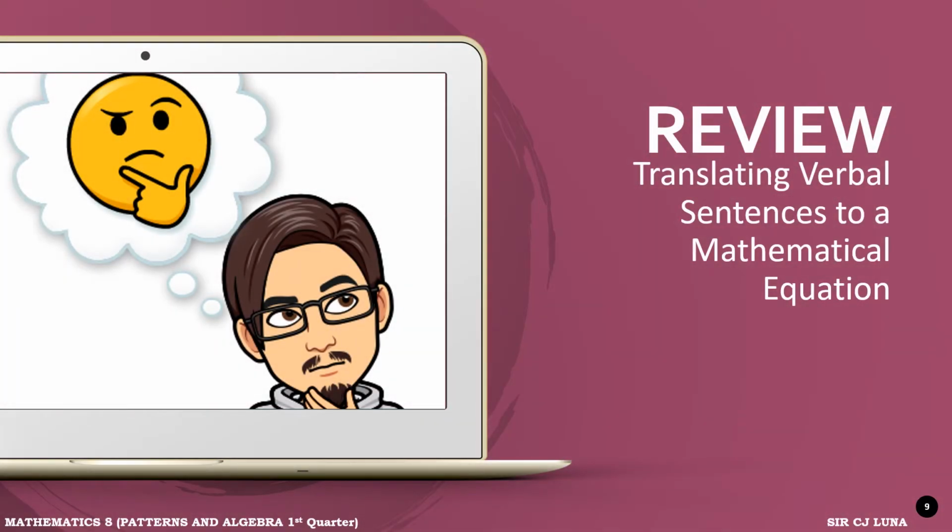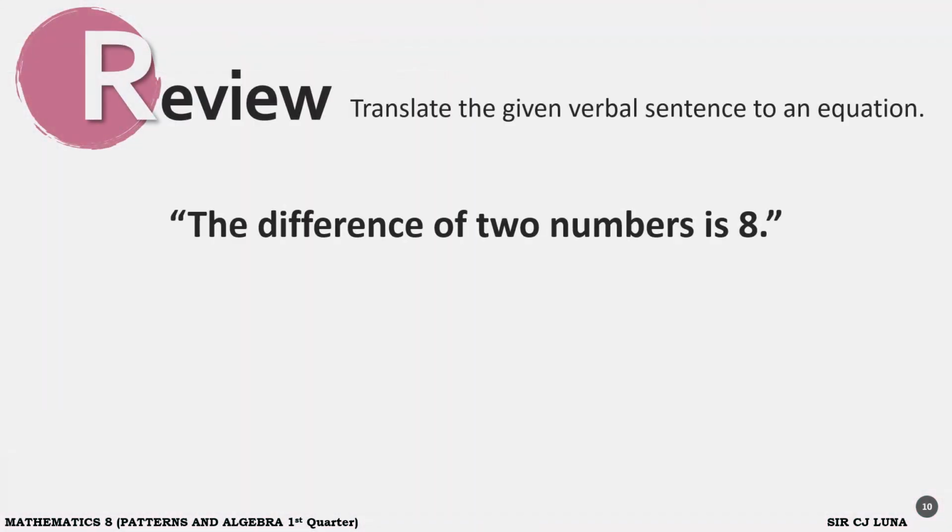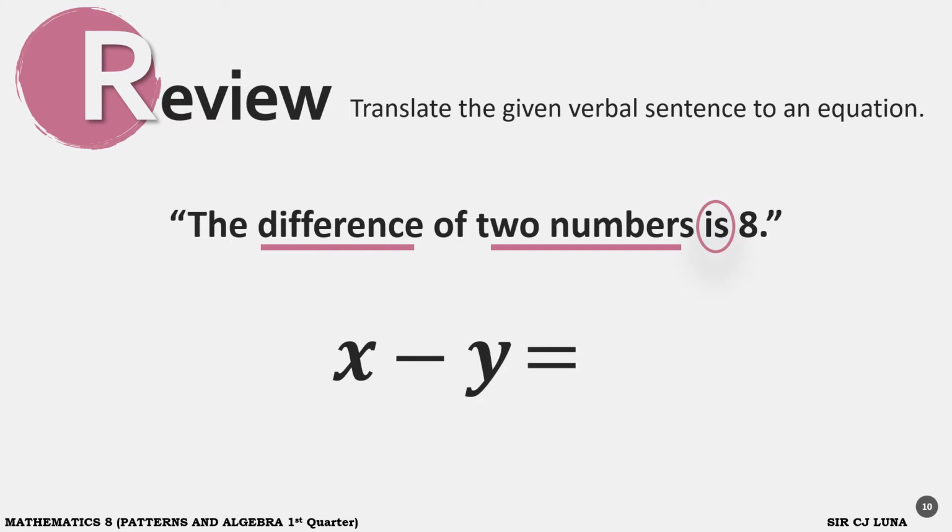Another review is translating verbal sentences to a mathematical equation. Let's translate the given verbal sentence to an equation. The difference of two numbers is 8. The term difference means the answer of the subtraction, so we will use the minus sign. The two numbers can be represented by two variables. Let's say we have x and y. And then the word is can be represented by equal sign. Thus, the correct mathematical equation for our sentence will be x minus y is equal to 8.